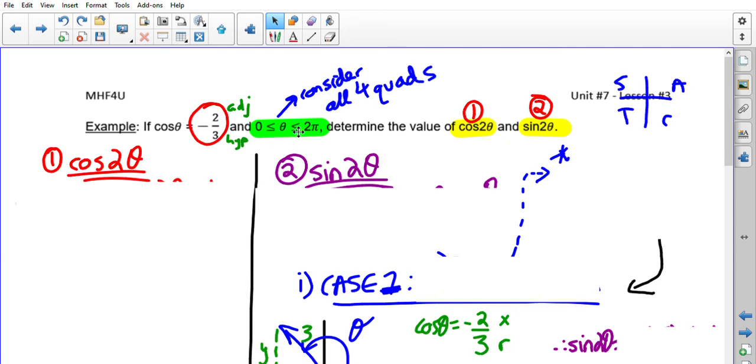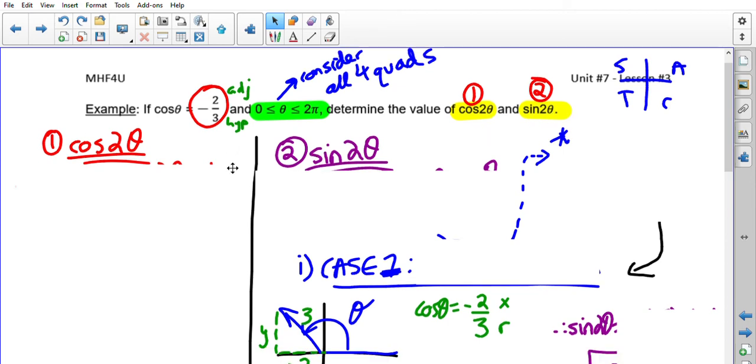Okay, so here in the last example they gave us a certain quadrant. Here they kind of opened it up to all 4. So it says theta is between 0 and 2 pi. So this could be any of the 4 quadrants. And it says determine the value of cos 2 theta and sine 2 theta. All right, so let's start with cos 2 theta.